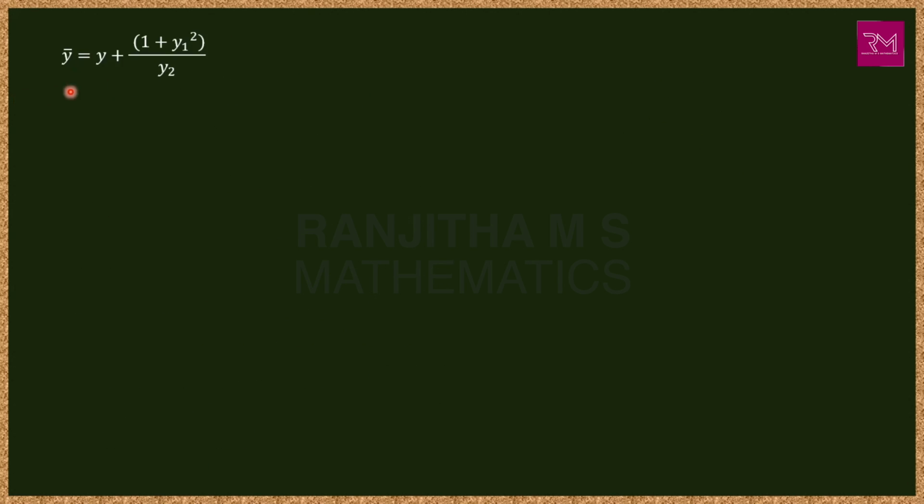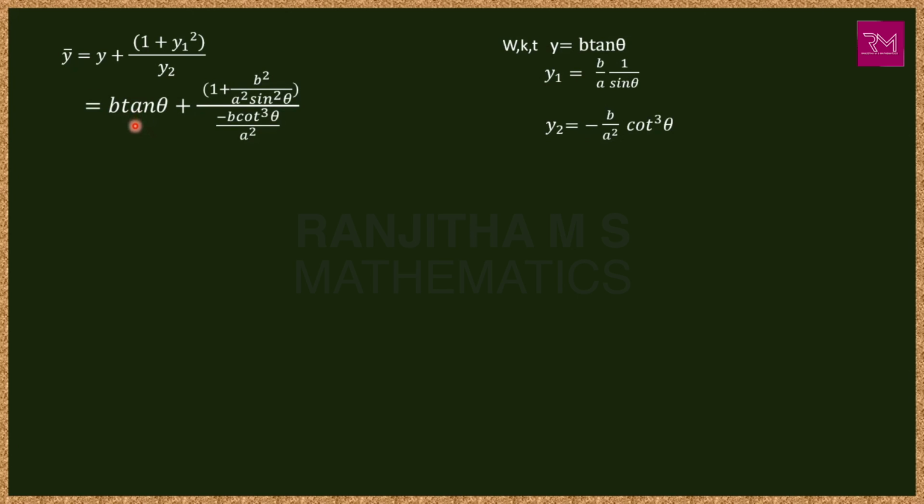The formula of y bar is given by y plus (1 plus y1 square) by y2. Here we have to substitute y value as b tan theta, y1 is b by a into 1 by sin theta, and y2 is minus b by a square into cot cube theta. Substituting all the values here, we get y bar as y is b tan theta plus (1 plus y1 square is b square by a square into sin square theta) divided by y2, which is minus b by a square into cot cube theta.